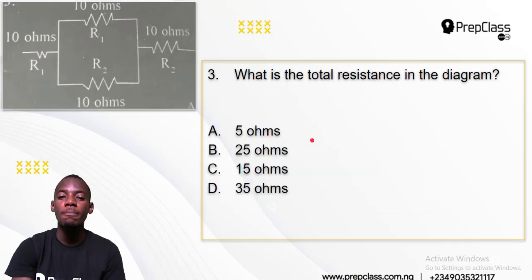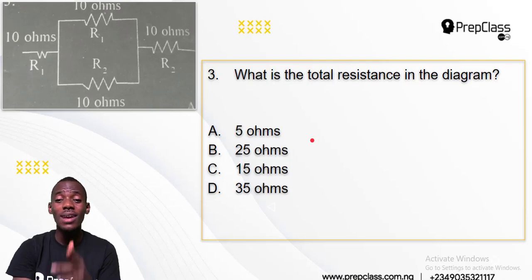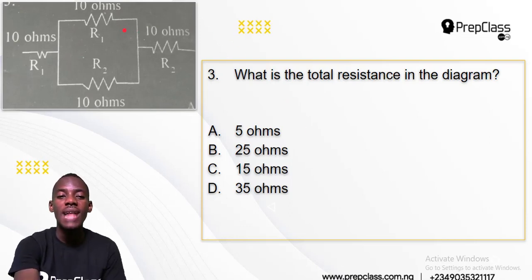Let's check out number 3 now. It asks what the total resistance in the diagram is. Now this is a circuit question. To find it, look at the diagram. In the diagram we have 2 parallel connections and 2 series connections. These 2 are in series, the 10 ohms at the left and at the right. They are in series, but the ones that are up and down are in parallel.